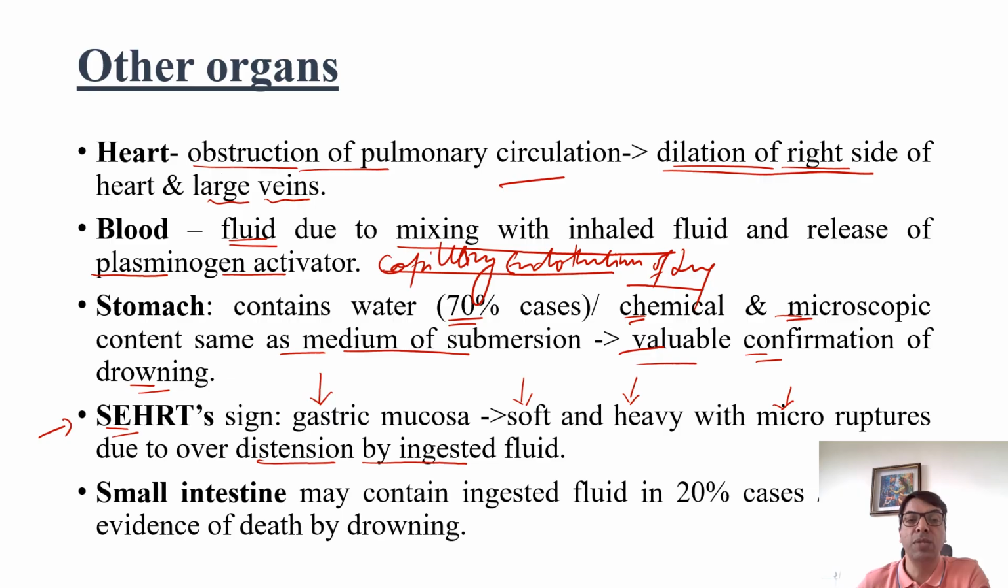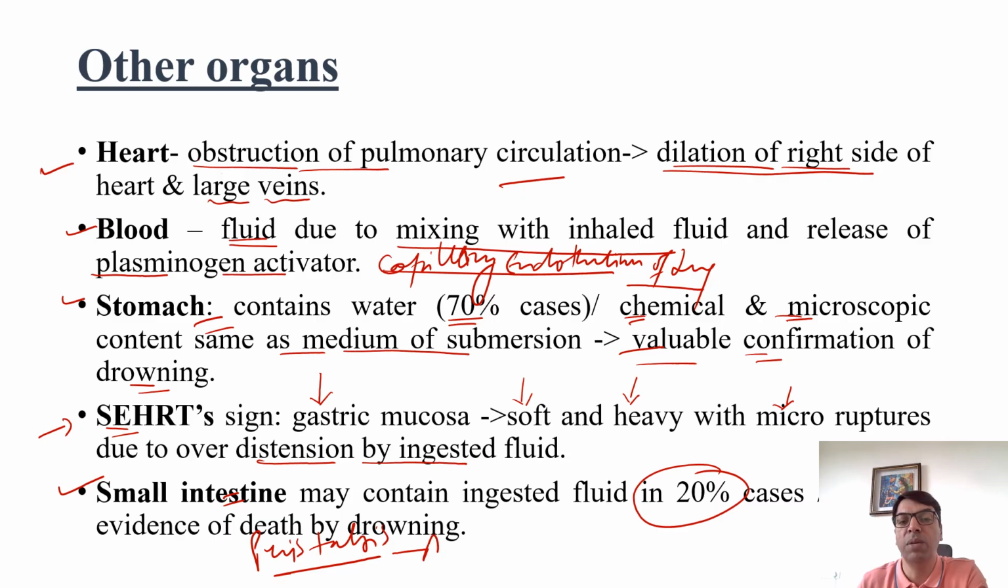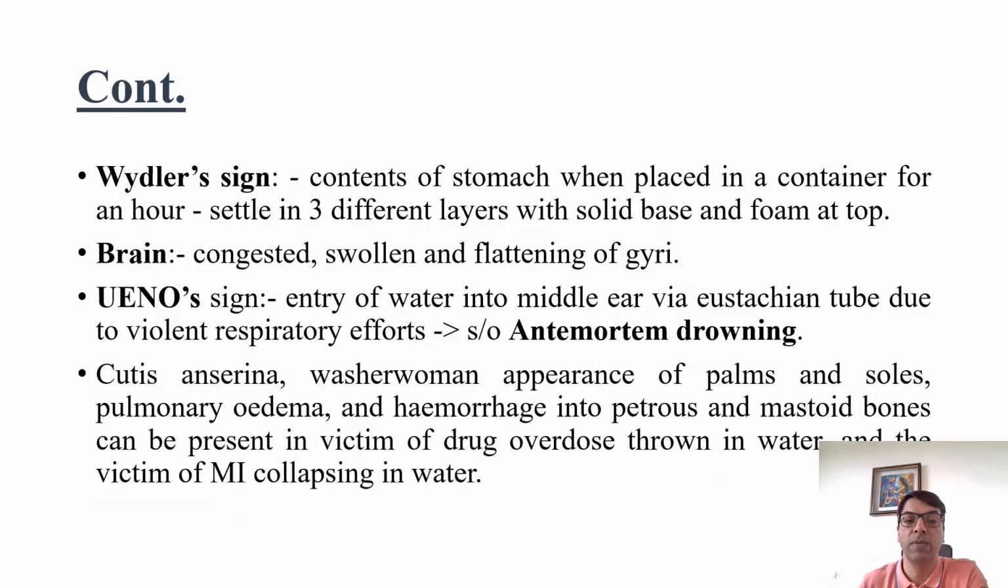And the small intestine, going from stomach, now going to small intestine. The small intestine may contain fluid in only around 20% cases, and the movement of fluid from stomach to intestine is because of peristalsis, which is seen in antemortem cases. Hence, finding of fluid in small intestine is a sign of antemortem drowning.